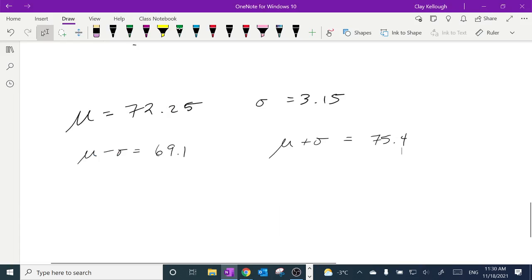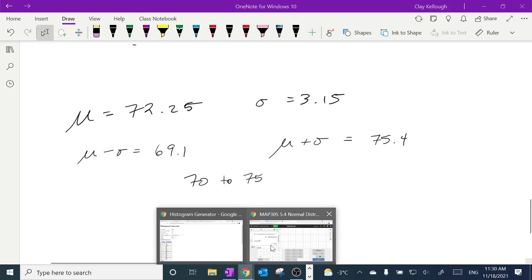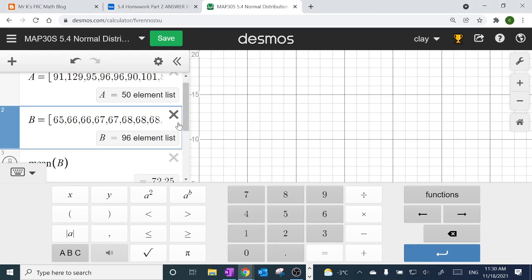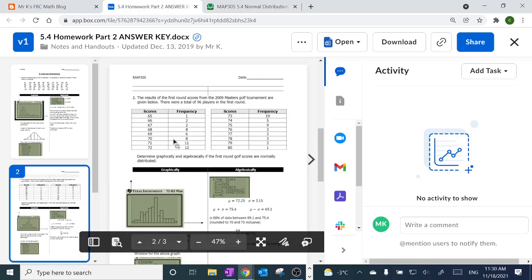So how many are between 69, not including 69, because 69.1 is past 69? So how many are from 70 to, and this is including, 75? So how many numbers are between 70 and 75? I go back to the data on Desmos and I just count. Or maybe the easier way would be to go back to the original data, back to the worksheet. How many are between 70 and 75?